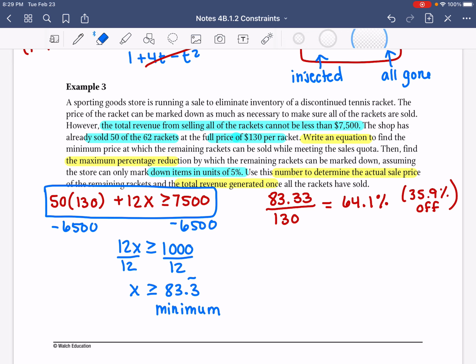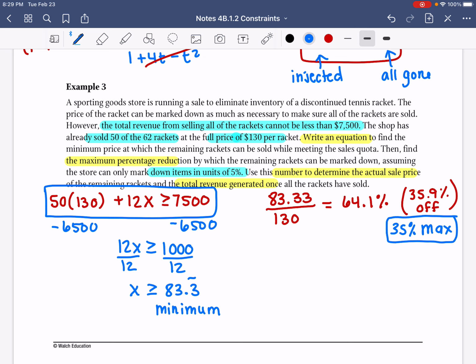Well, we can't mark it down by 35.9% off. We have to go down in increments of 5%. So we're only going to mark it down 35% instead. It said find the maximum percentage reduction. It's going to be 35% max. That was one of the other things we had to find.